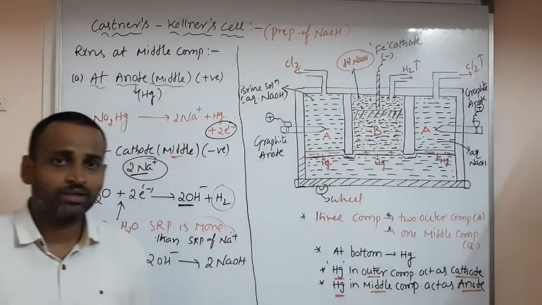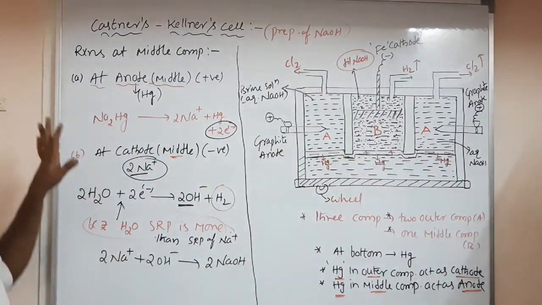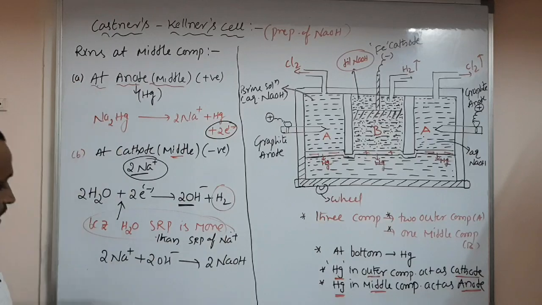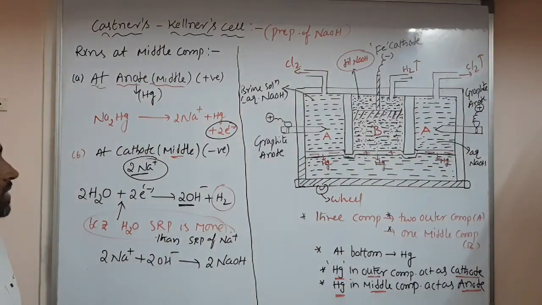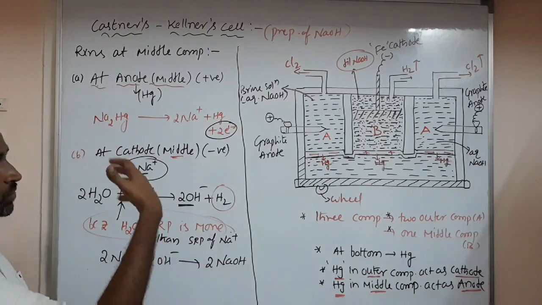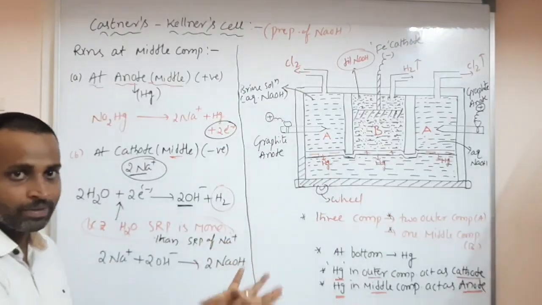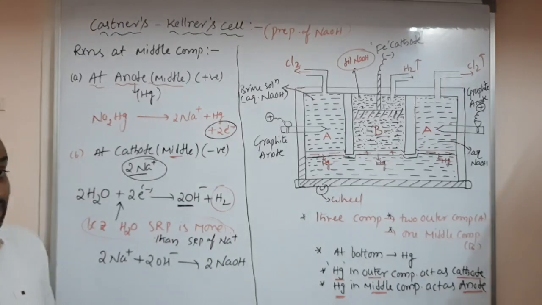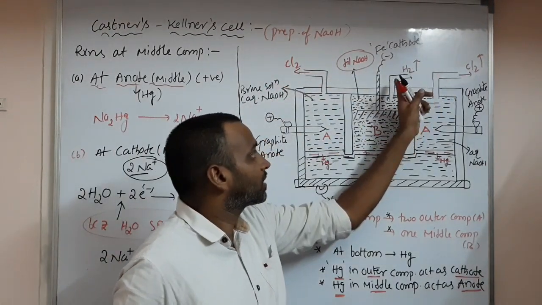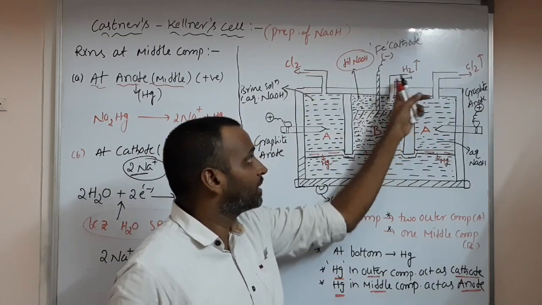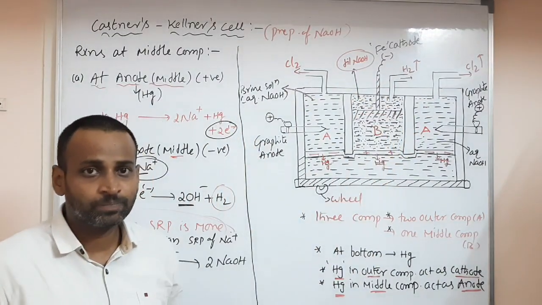Previously I wrote the outer compartment reactions, now I have written the reactions in the middle compartment. So this is about the Kastner-Kellner cell. Please have a look: in the middle compartment what reactions happen, in the outer compartment what reactions happen. Please have a look, and concentrate on what gases are liberated at the outer compartments and the middle compartment.